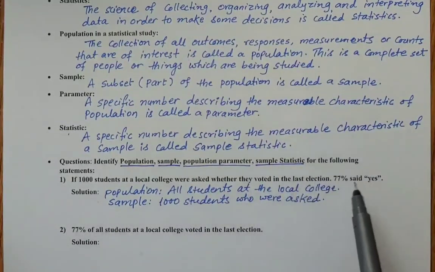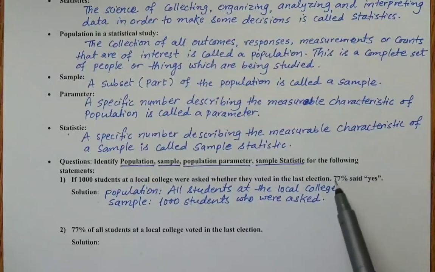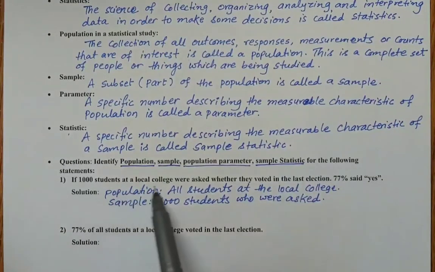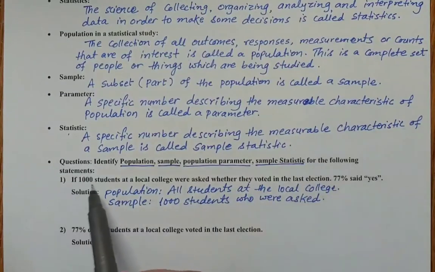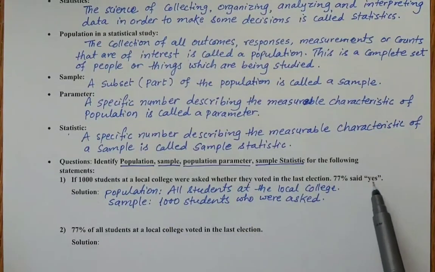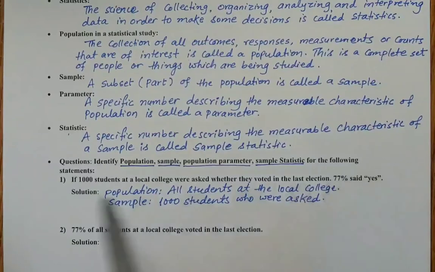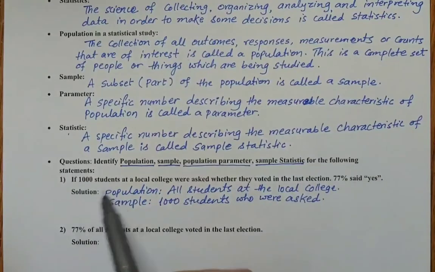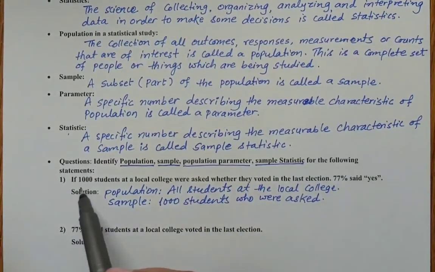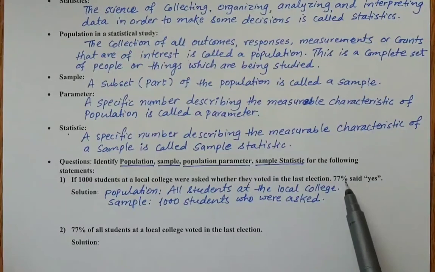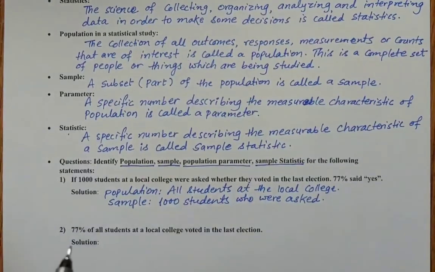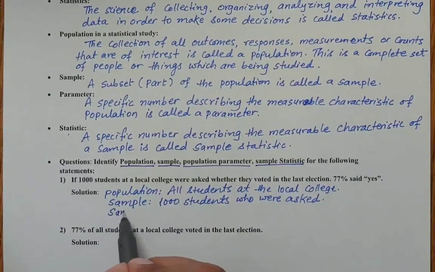Okay, so what does this number represent? Is this 77% from all students, or is the 77% from the 1000 students who were selected? They asked 1000 students and 77% said yes. So that means the 77% is from the 1000 students. So this represents the sample, because this is the number that describes the sample. It doesn't describe the whole population, right? So this is the sample statistic.